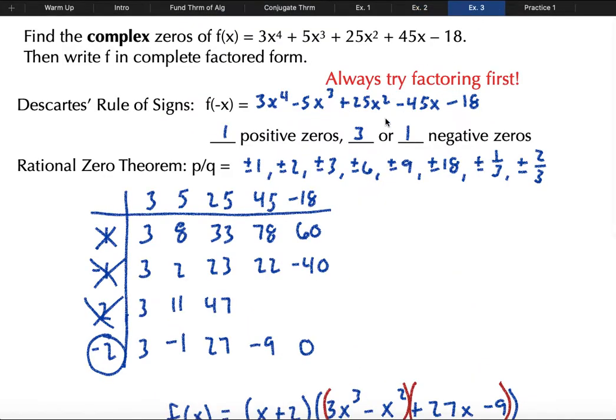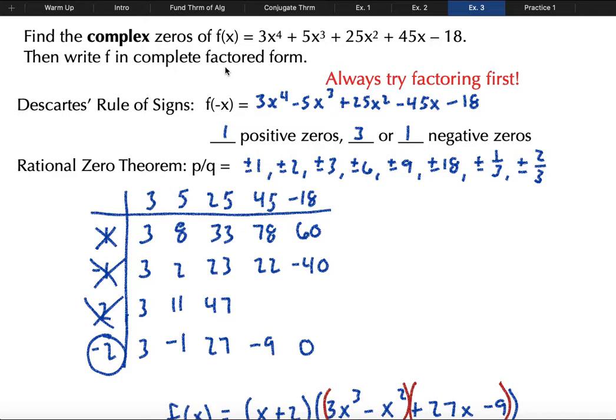All right, third example. Find the complex zeros of f of x. Okay, so all we're given is the function itself in its expanded form. We want to find its complex zeros, which is basically stating find all the zeros, both real zeros and non-real zeros. Okay, and then we want to write the function in its complete factored form.